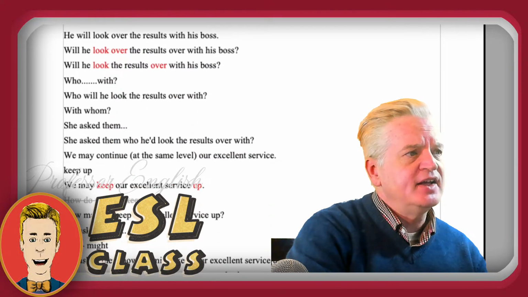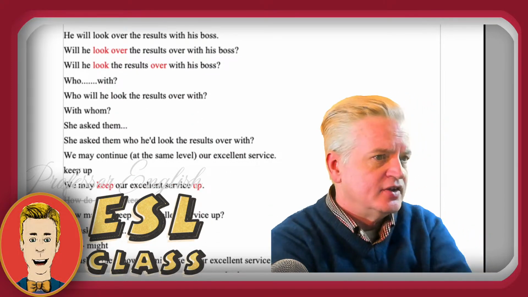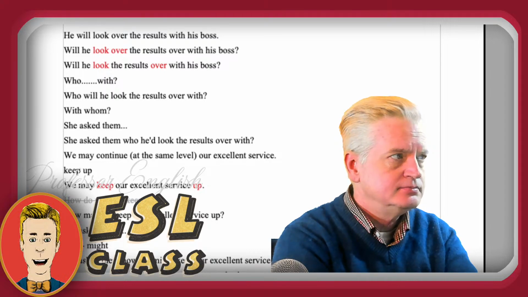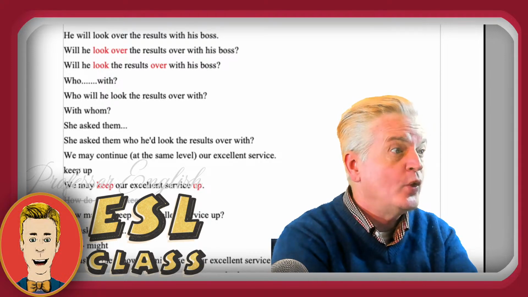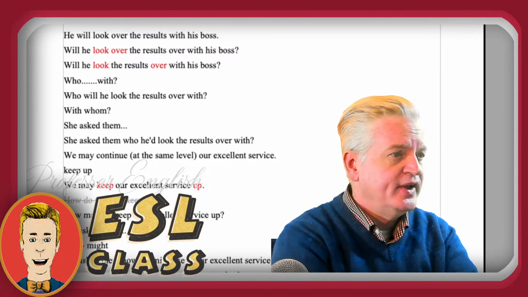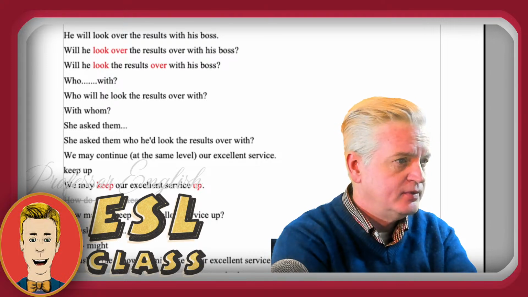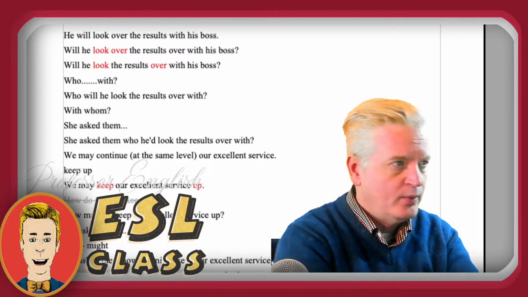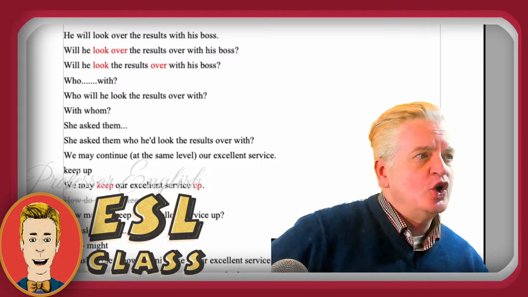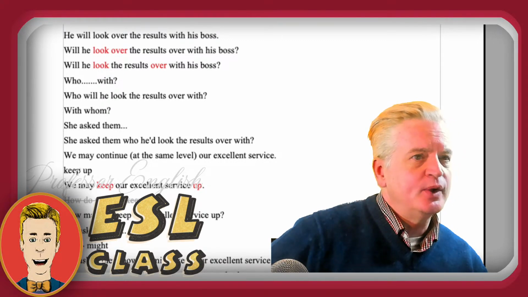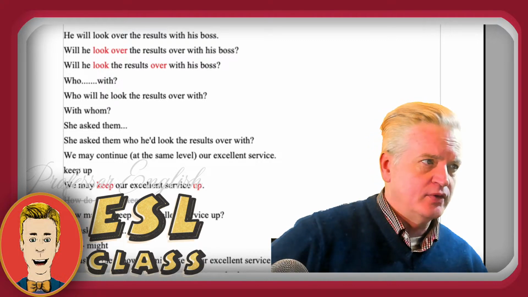How would you make a yes-no question with that sentence? Let's make a yes-no question. He will look over the results with his boss. Will he look the results over with his boss? Let's answer no. How will you tell me no? No, he will not. No, he won't. No, he won't look the results over with his boss.